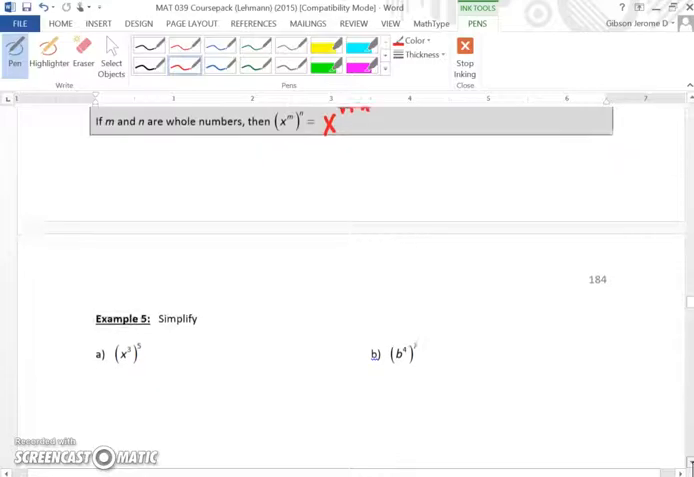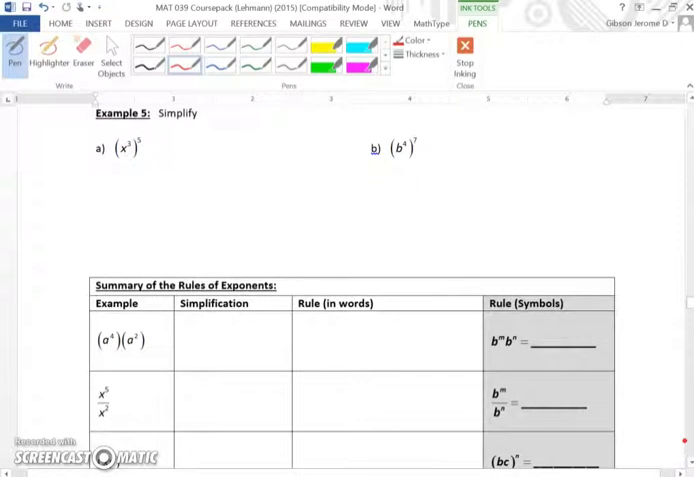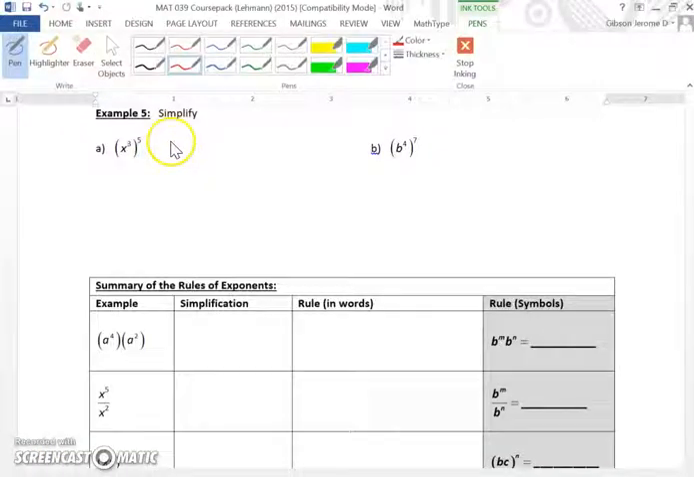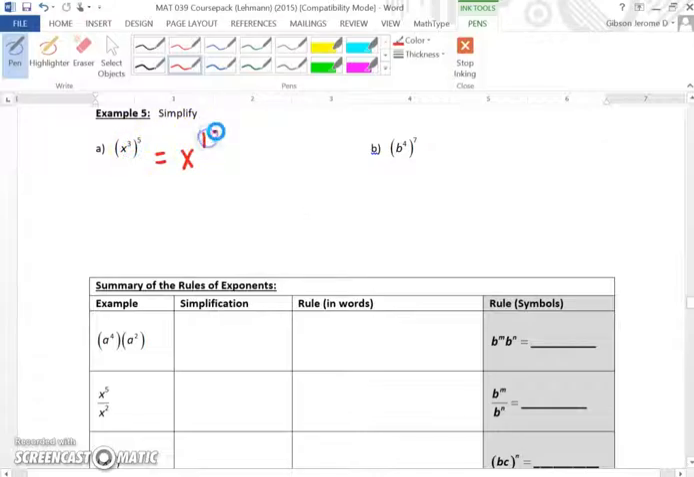So now we go on to example 5. Example 5 says simplify. Now they give us x to the 3rd to the 5th. So now, we know this is a power to a power. Okay, there were technical difficulties. But we will take x to the 3rd to the 5th. We will multiply the exponents. 3 times 5 will give us x to the 15th.